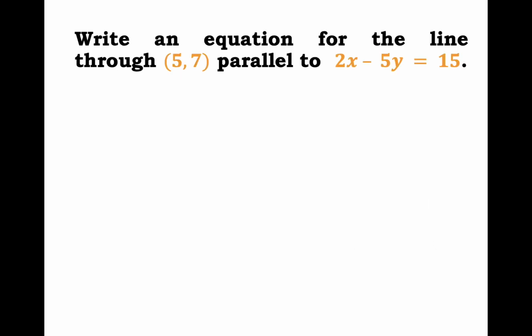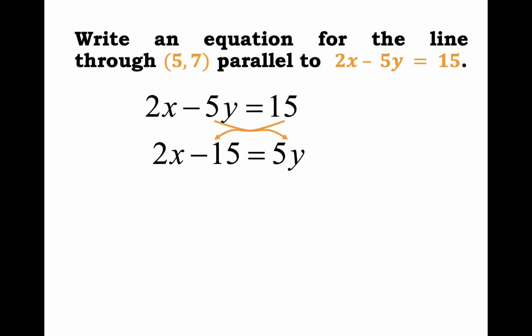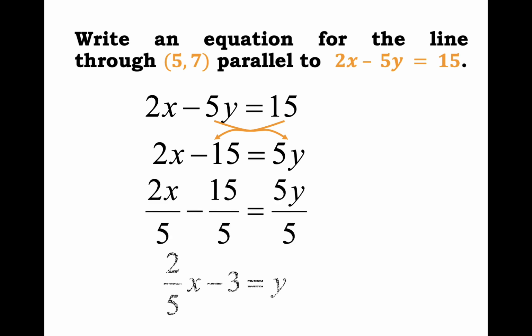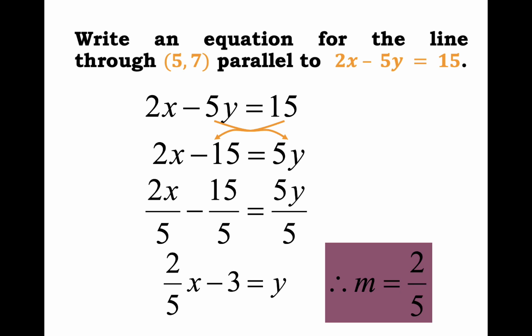Okay. Write an equation for the line through 5 and 7. For the x is 5, y is 7. Para to the 2x plus -y pala, equals 15. Okay. So, alam natin yan. Pinagpalit lang natin. Magiging -15. The other one is positive 5y. Para kasi y is equal to mx plus b. Okay. So, divide both sides by 5. Okay. So, makukuha na natin yung formula ng y-intercept. So, we have here slope of 2 over 5. Kasi ito yung slope natin.